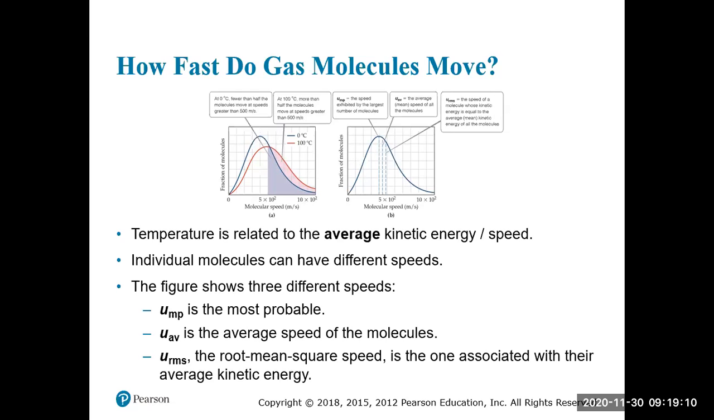And we see this on the first plot on the left. The blue plot is the 0 degree C values, and the red plot is at 100 degrees C. On the x-axis is the molecular speed. What you see is that the apex in the plot shifts to the right, in other words, shifts to a higher molecular speed as you increase the temperature. That's kind of what you would expect based on what we've talked about.